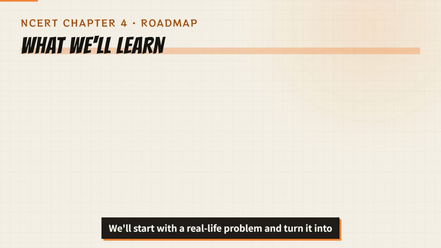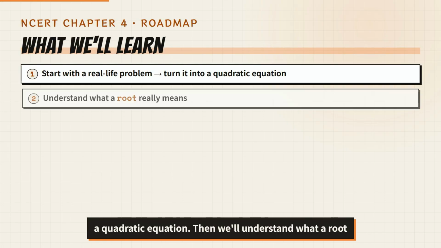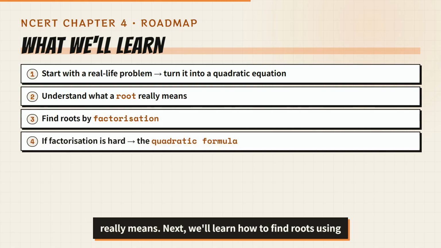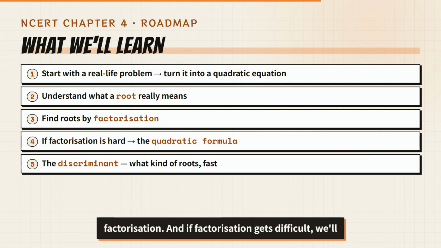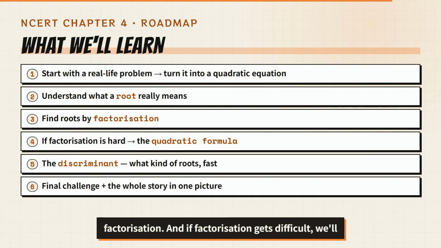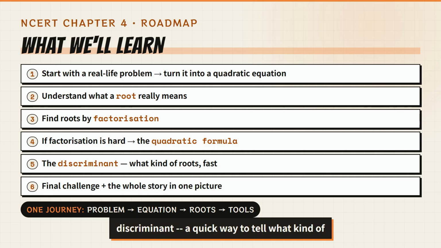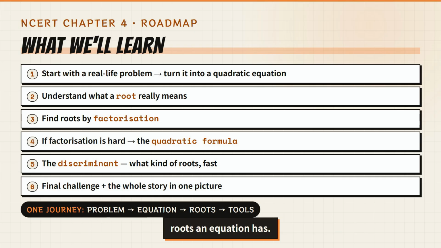We'll start with a real-life problem and turn it into a quadratic equation. Then we'll understand what a root really means. Next, we'll learn how to find roots using factorization. And if factorization gets difficult, we'll use the quadratic formula. Finally, we'll learn about the discriminant, a quick way to tell what kind of roots an equation has.